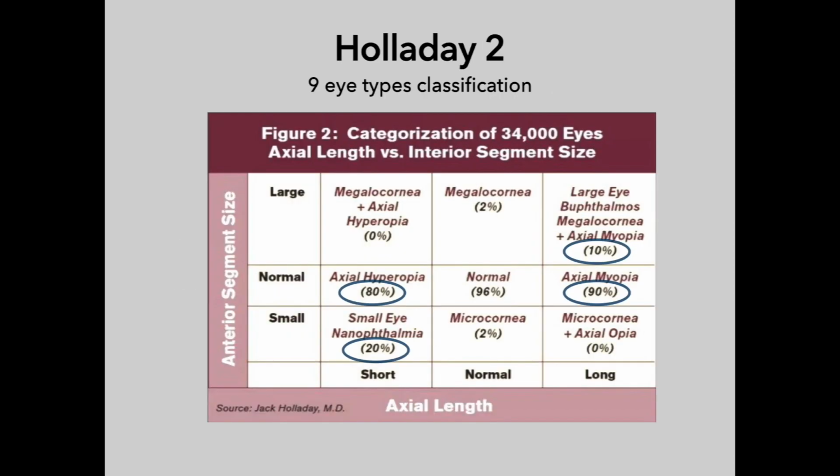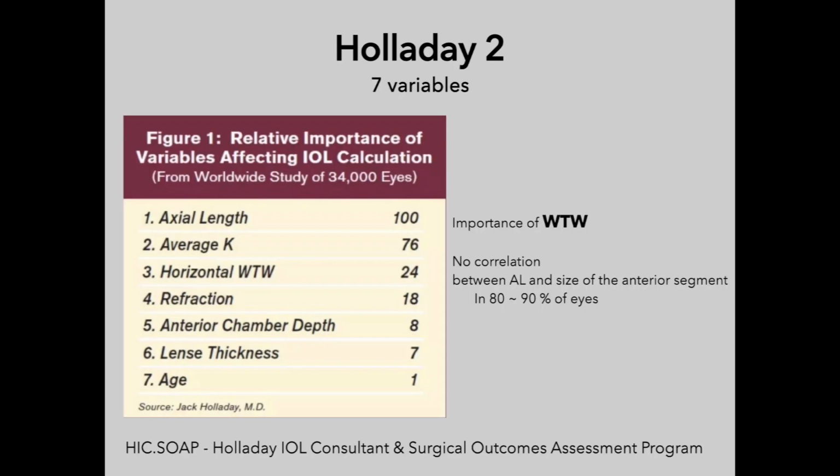Dr. Holladay found that 80% of short eyes and 90% of long eyes have a normal size anterior segment. The assumption that short eyes have a smaller anterior segment and long eyes have a bigger anterior segment was not always true. Compared to previous formulas, Holladay 2 included white-to-white, refraction, anterior chamber depth, and lens thickness in the calculation formula.